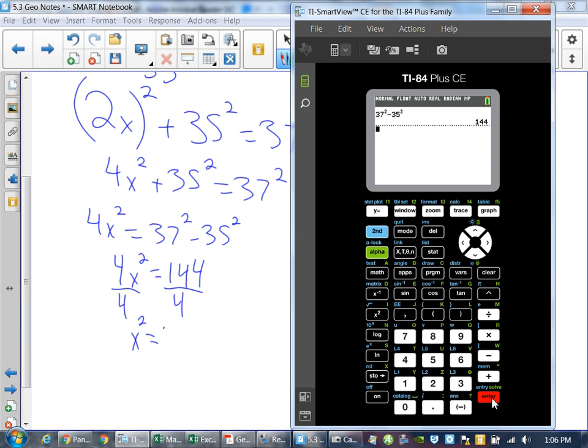And I believe that's 36. Do I have to press that in the calculator, or do we know what the square root of 36 is?